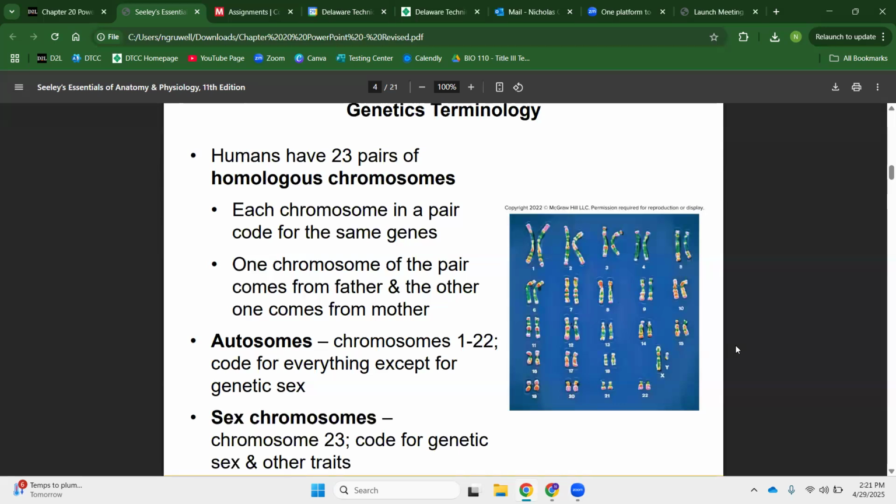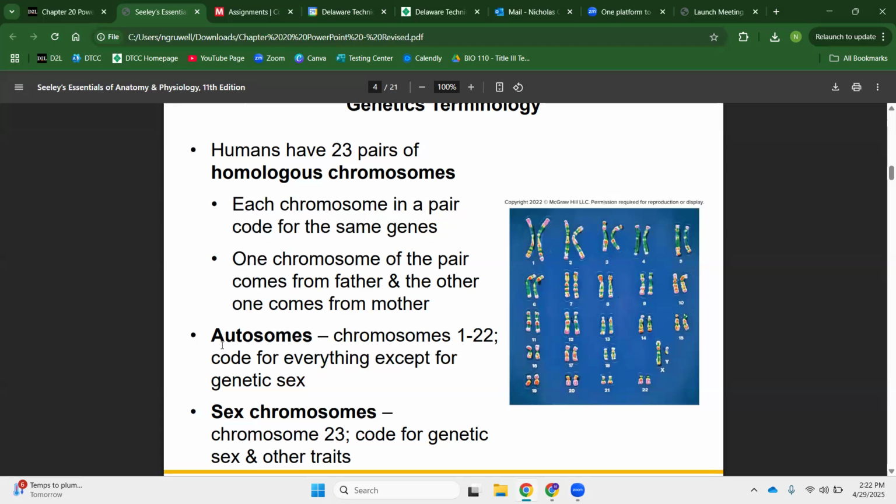So you'll see a lot of bolded terms, this is kind of a definition-based chapter with a lot of this stuff. So we have 23 pairs in a body cell of homologous chromosomes. Each chromosome in a pair is going to code for the same genes. So your number one chromosome from mom and your number one chromosome from dad are both going to contain some version of the same genes.